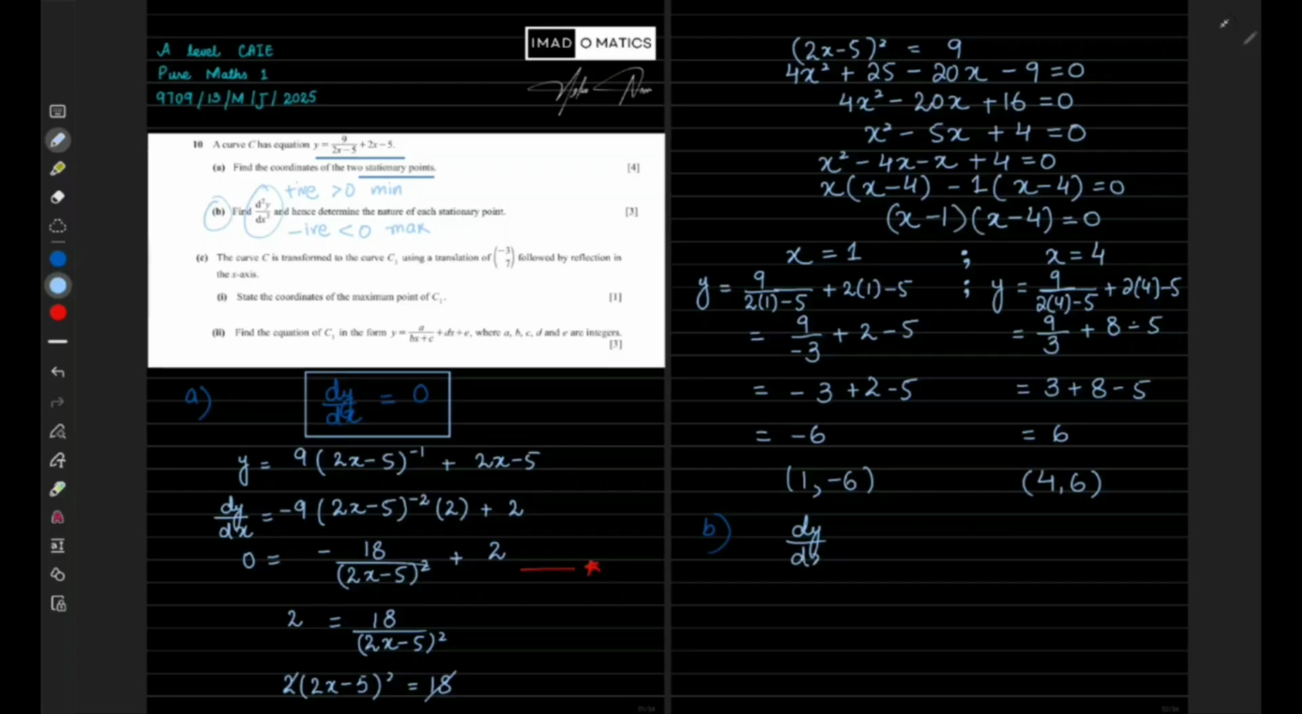First, I'm rewriting the derivative in a way that we can differentiate it: minus 18 times (2x minus 5) to the power minus 2, plus 2.